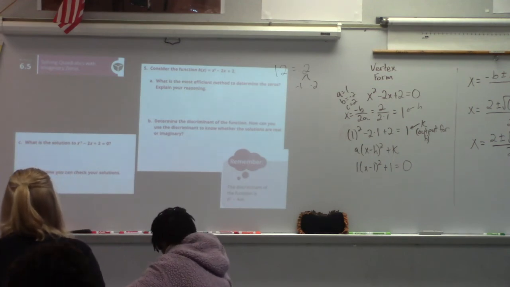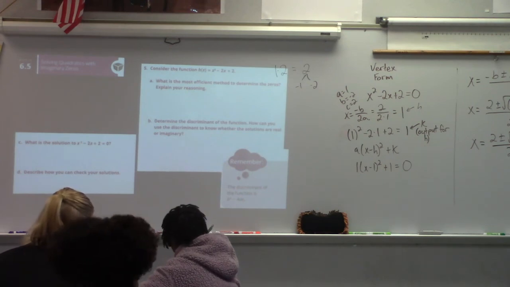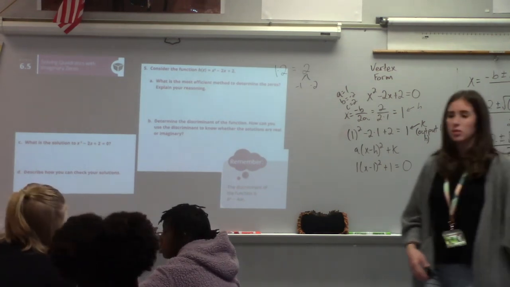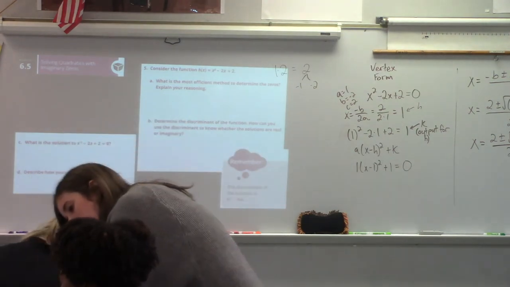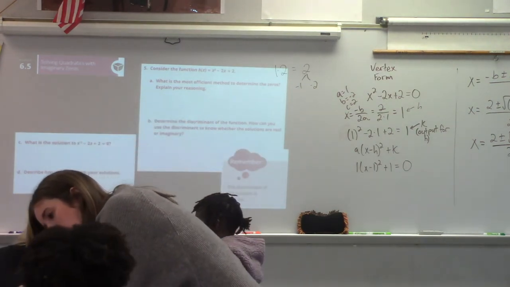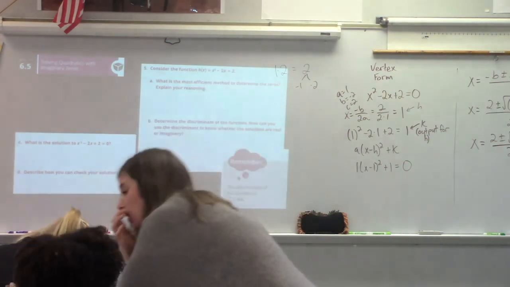What's that for? Every single time I do the quadratic formula. Because you're putting the square root of a negative. That's why I always say don't do the square root, just do what's underneath.